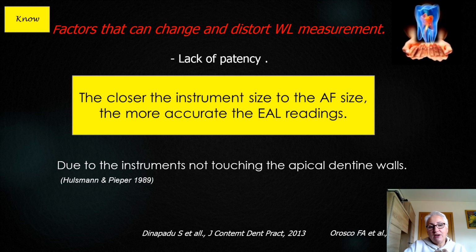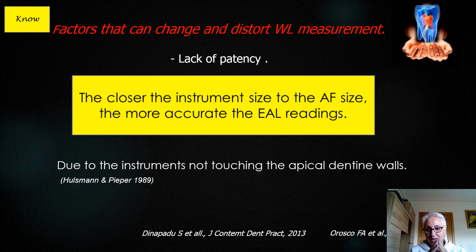The next factor is a lack of patency. This is a problem for my students all the time. They are blaming the apex locator all the time. They say the apex locator doesn't show anything, or the scale is showing nonsense: one time 0.1, one time 0.5, another time 1. Usually the problem is that the instrument is not touching the canal walls. It means that the canal itself is much wider than the instrument you are inserting. The instrument should touch your canal wall if you want to get correct working length measurements with the apex locator.